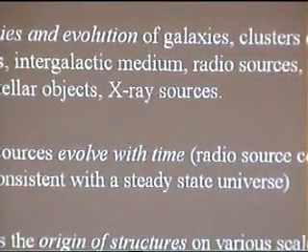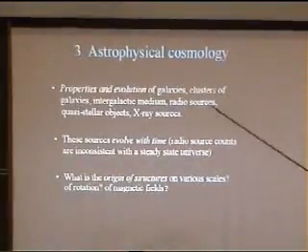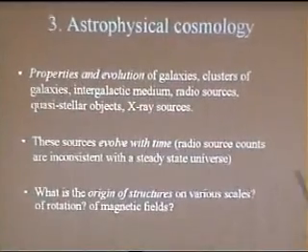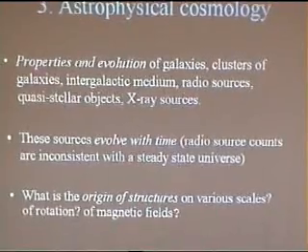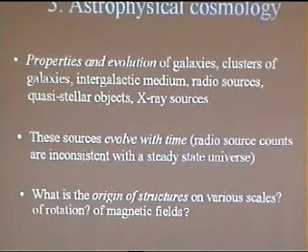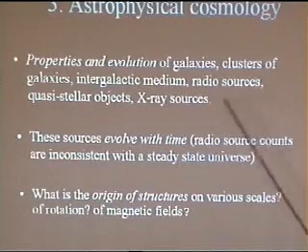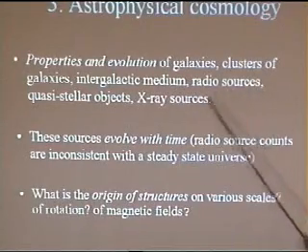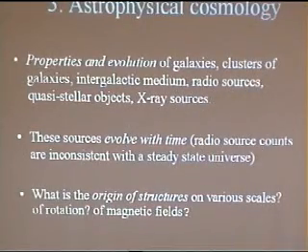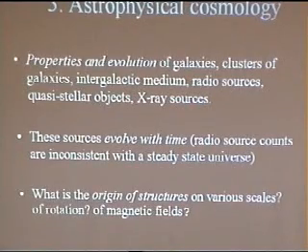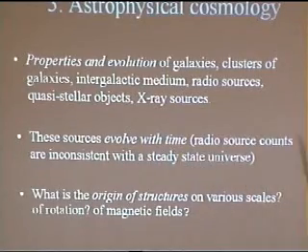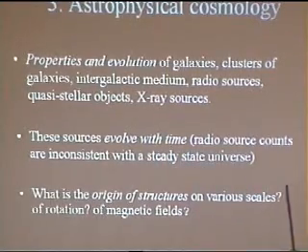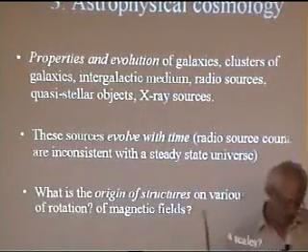Now, astrophysical cosmology came into play, studying the properties and evolution of galaxies, clusters of galaxies, the intergalactic medium, radio sources, quasi-stellar objects, X-ray sources, an immensely rich series of interactions taking place between the medium, the radiation, and all of these different kinds of sources. And the one absolutely definite thing that came out of this was the discovery in the mid-1960s that these sources evolved with time. In particular, radio source counts are inconsistent with a steady-state universe.